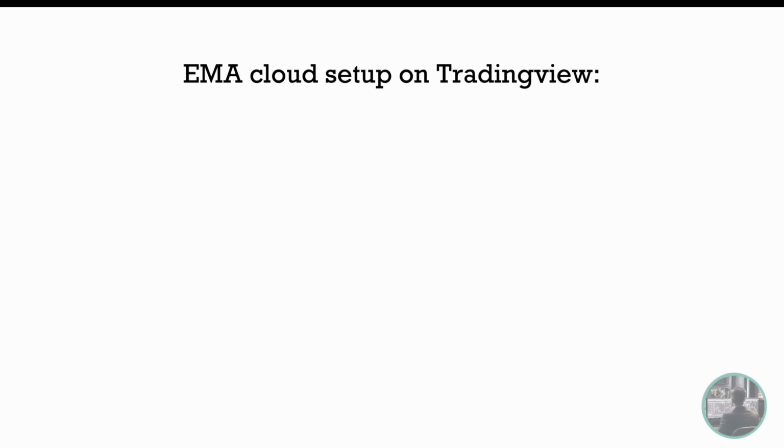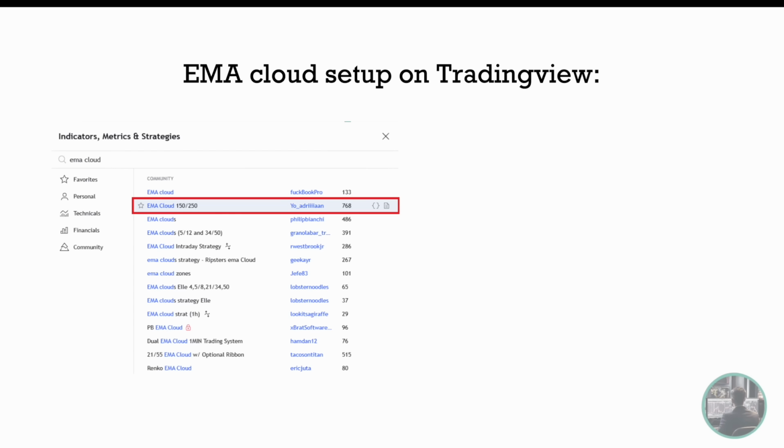I'll link a video here where I go more into detail about exactly how to use the cloud so you can watch later. But the cloud is central to this setup, so I'll show you how to apply it right if you haven't already. First, go into TradingView in the Indicators tab. Type in EMA Cloud in the search bar, and that'll give you a bunch of results. You're going to pick this one.